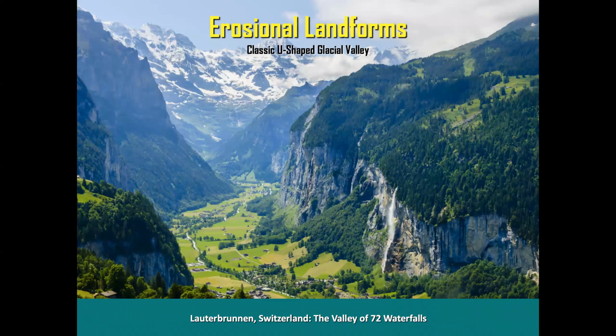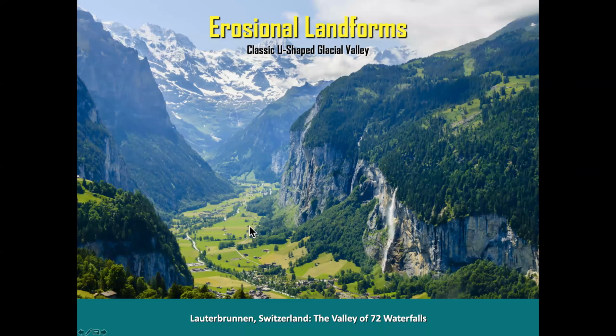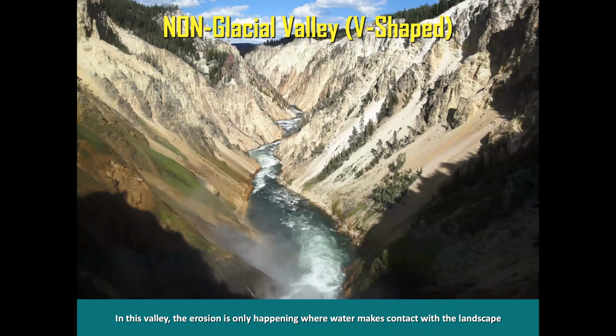The very distinctive U-shaped valley, notice this is in Switzerland, a very distinctive U, whereas non-glacial valleys form a V. See it? U for glacial valleys, V for valleys carved only by water.